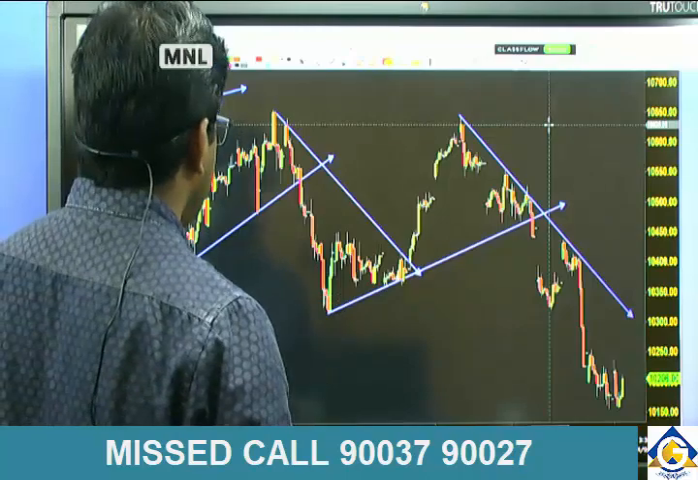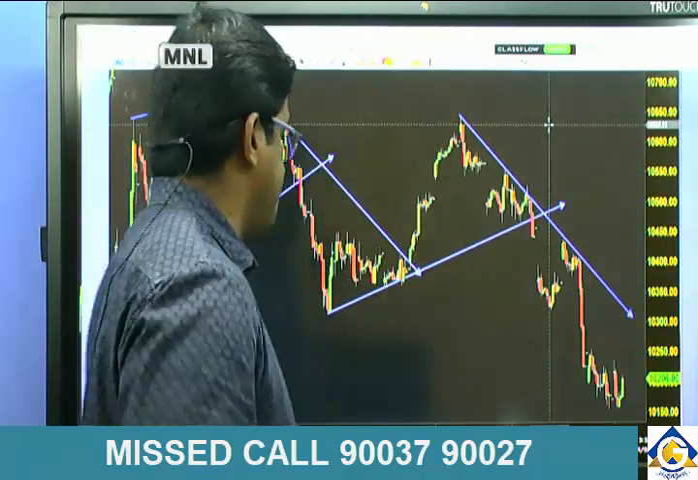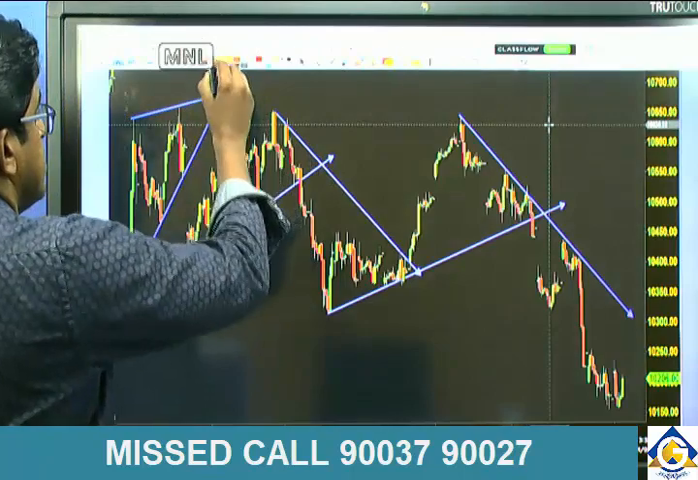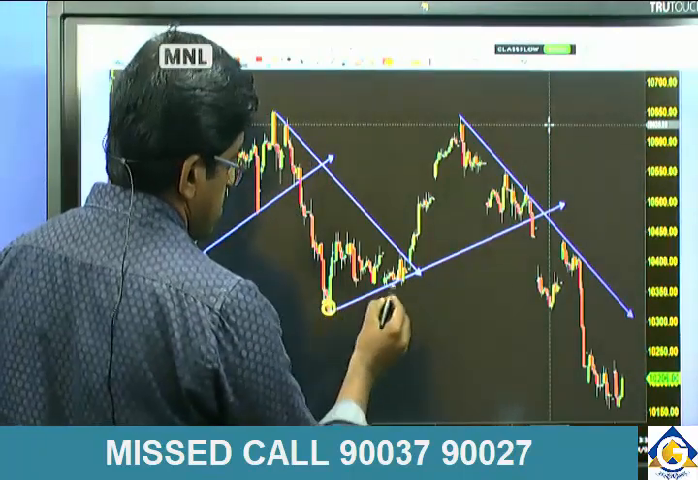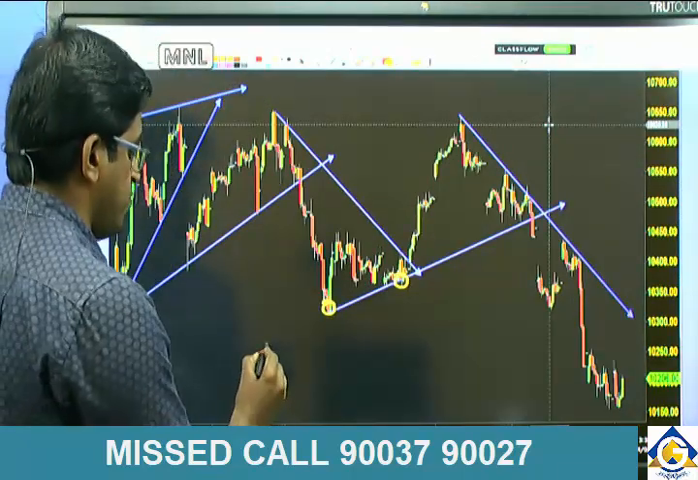If I want to draw an uptrend line, what I should do is connect all the lows. You see, for drawing a line, what do I need? Two points.